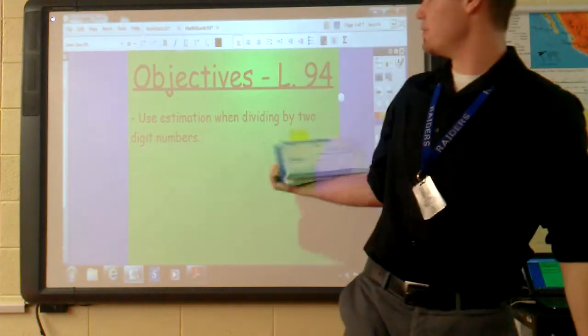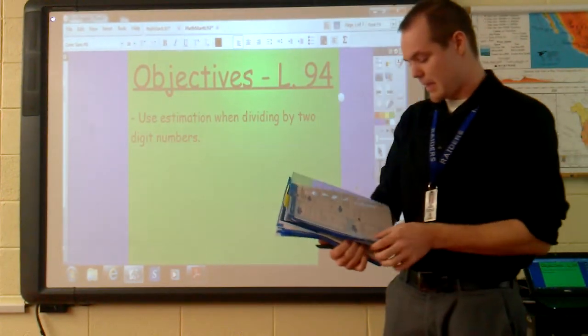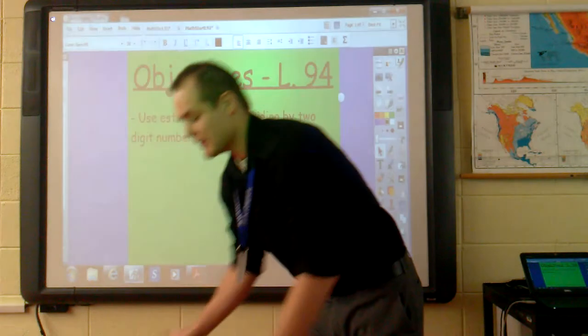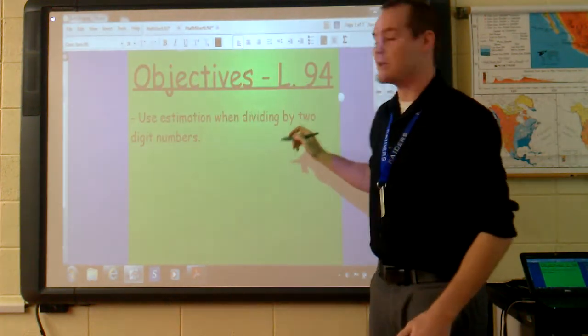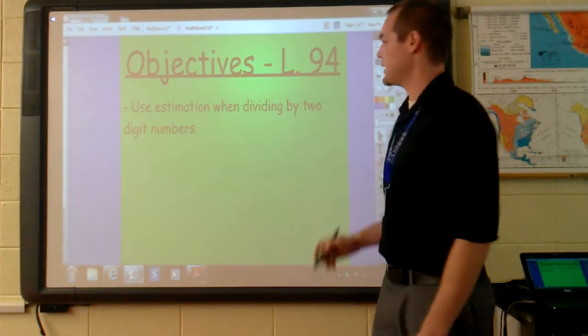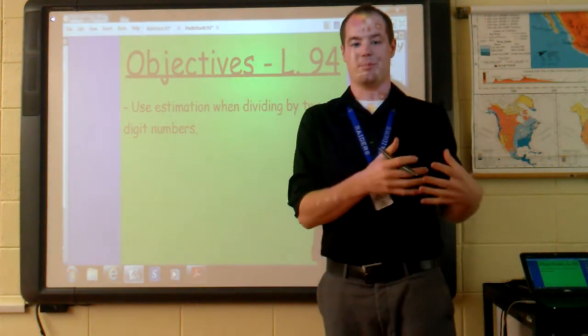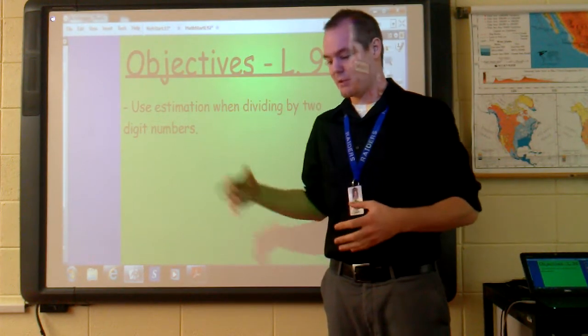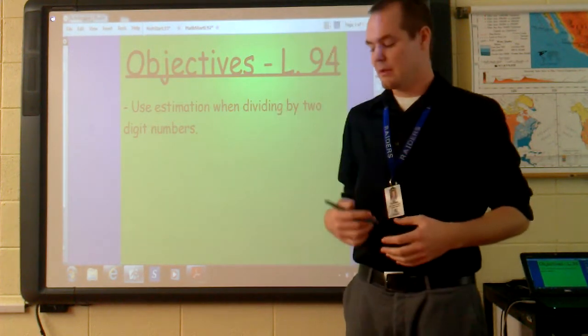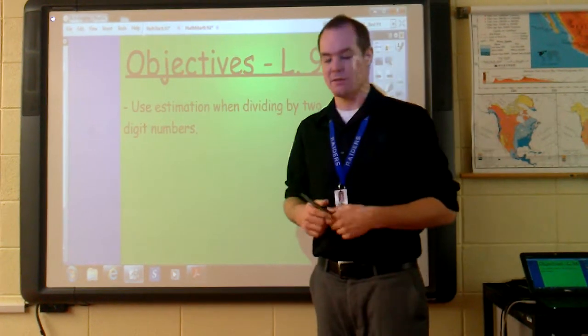Today we're doing lesson 94. Lesson 94 is on page 616 and it's titled Using Estimation When Dividing by Two-Digit Numbers. It's something that we've learned previously, and we're building on it, and hopefully we're gaining a better understanding of it.